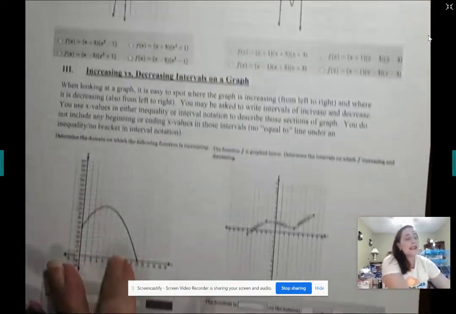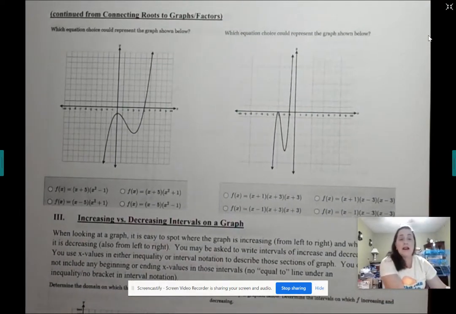Okay, this set of notes has 8 pages. It's not going to take that long. It just looks long because of all these pictures. There's a lot of graphs in this one, so it takes up a lot of room on each page.